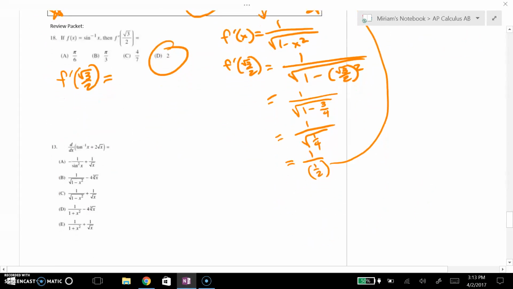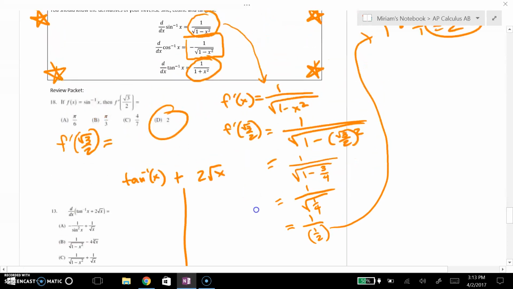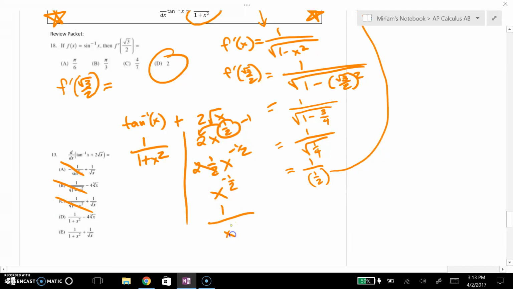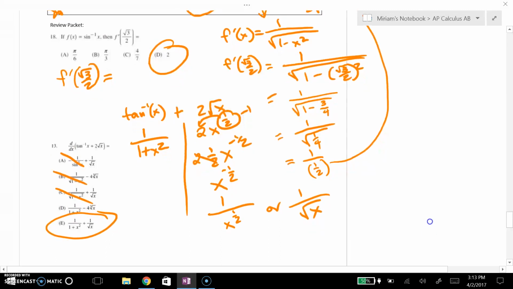Same thing for number 3. It says, what's the derivative of tan inverse of x plus 2 square root of x? Well, you know tan inverse of x. Look at the formula. It's going to be 1 over 1 plus x squared. Okay, right there you can already cancel some options. You're left with 2. Now we have to get the derivative of 2x to the 1/2. Circle the 1/2, bring it down. 2 times 1/2 x to the negative 1/2 will be x to the negative 1/2, and that matches 1 over x to the 1/2, or 1 over square root of x, which gives us e.